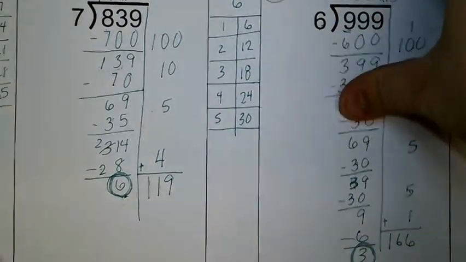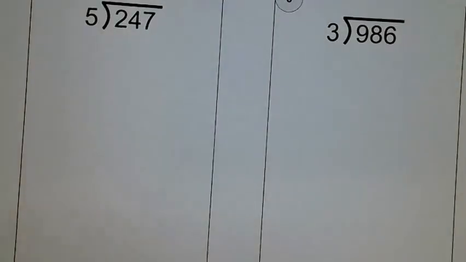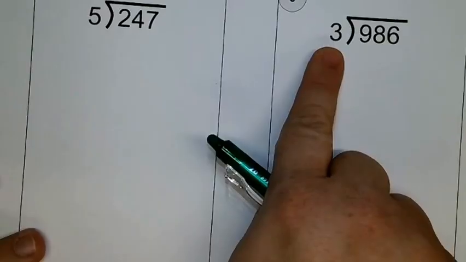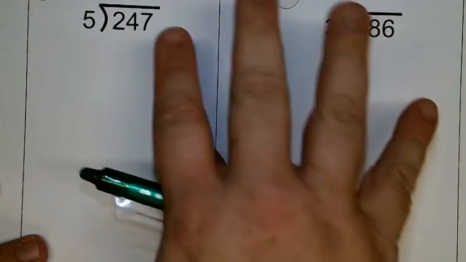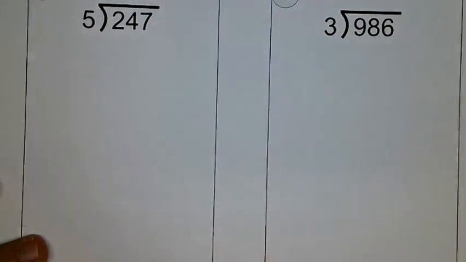Now, on your next 2, you're going to do these all on your own, and then you'll check in with your teacher. I did give you a little bit easier divisors, all right, 5 and 3, but you're going to go through the same steps of using partial quotients to try out these 2 problems.